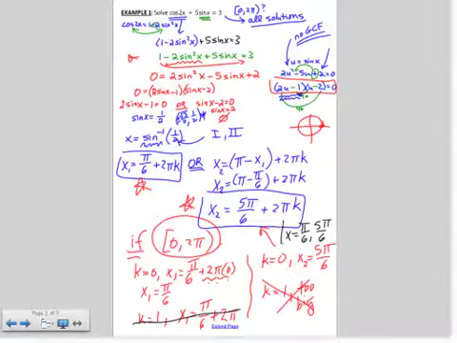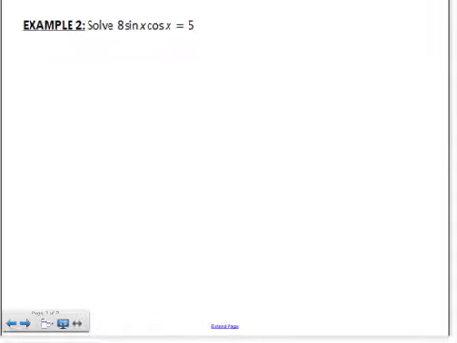If we were going from 0 to 4 pi, we would just have used the k equals 1 for both of those, and those would be our solutions. And you know what? We can do that. So be sure that you pay attention to that idea.